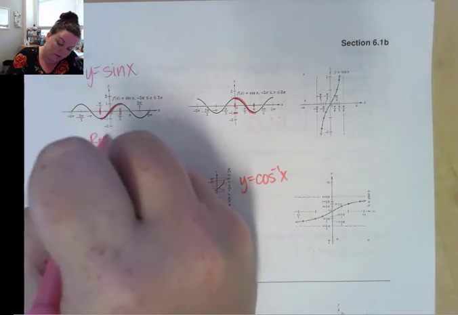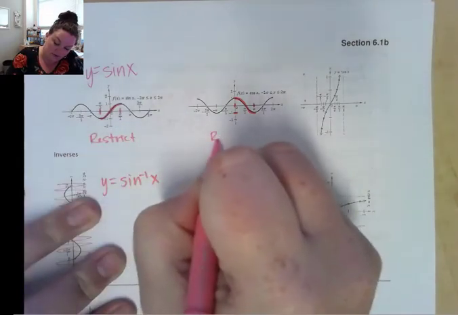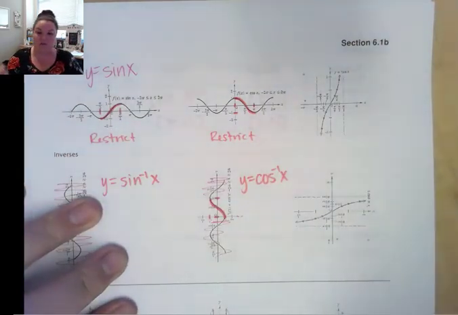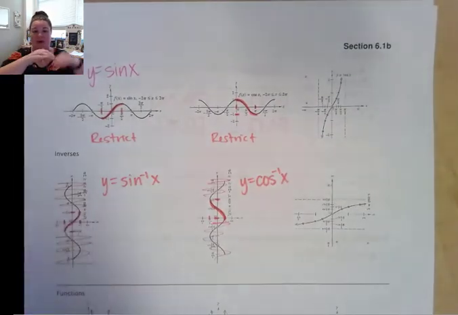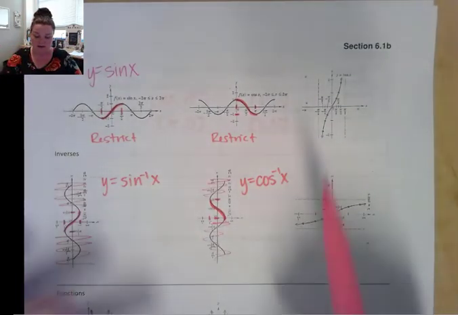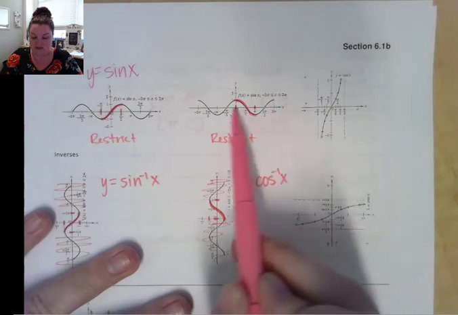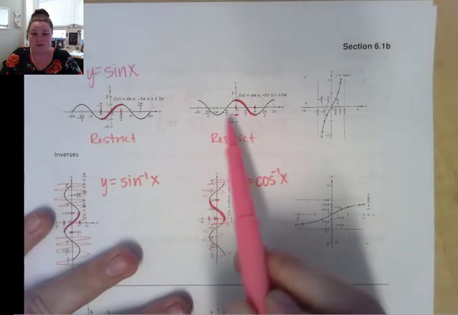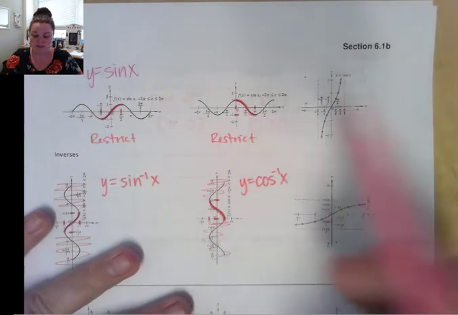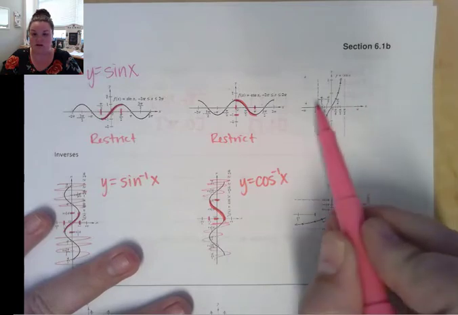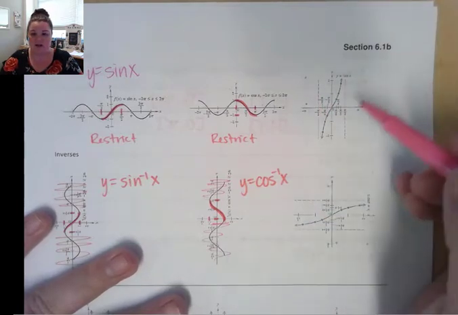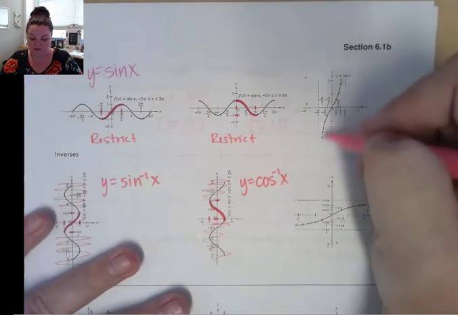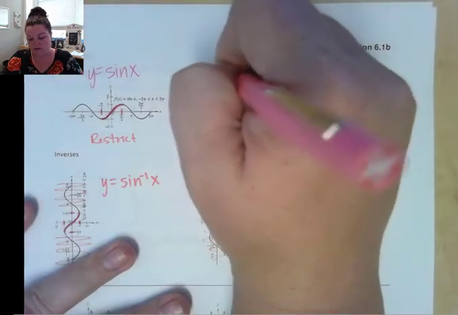We had to restrict this one, and we had to restrict this one, because if we didn't restrict it, we would not have passed the horizontal line test, right? If I draw a horizontal line across this sine curve, it's going to hit a whole bunch of points, which is why we had to restrict it to just a little piece. But this one, I could draw the horizontal line test all day, and it's not going to cause an issue, which means that I could use this whole thing, right?